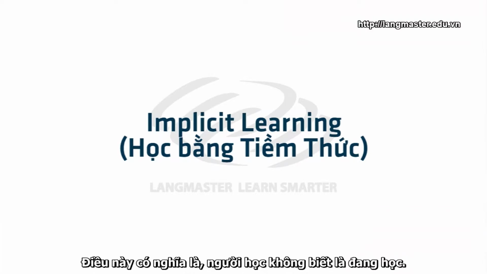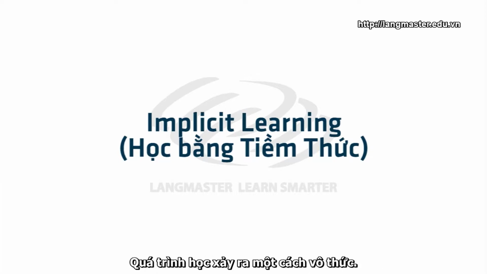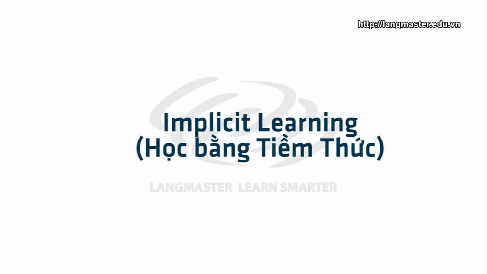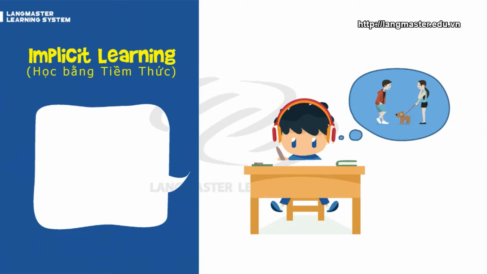The second type of learning is called implicit learning or unconscious learning. In implicit learning, the learner doesn't know what is being learnt. Mostly, he's not even aware that he's learning something. The learning happens unconsciously. One example of implicit learning is listening to a conversation in English.